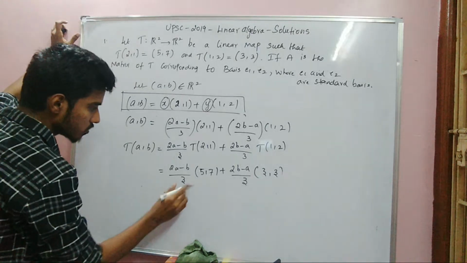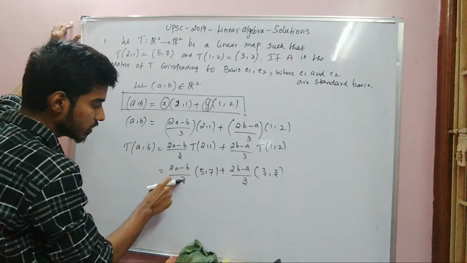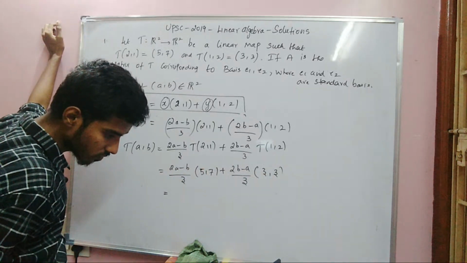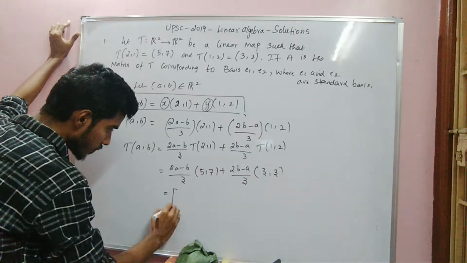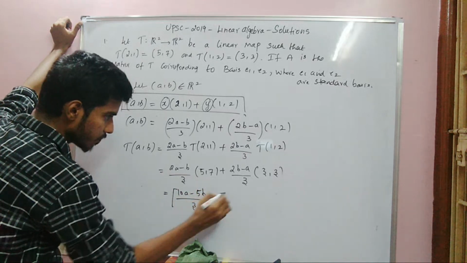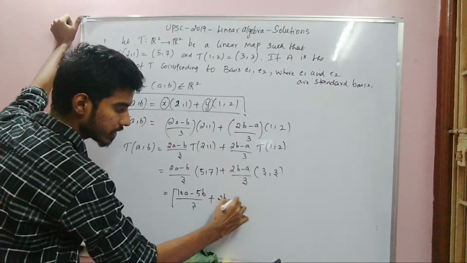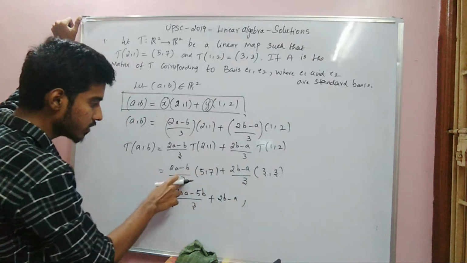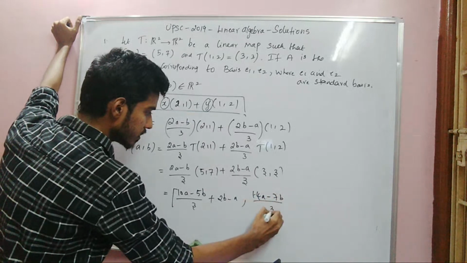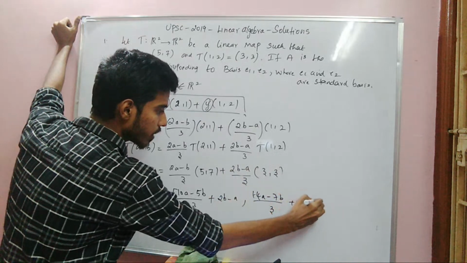If you simplify this, 5 into this plus 3 into this gives the first component, and 7 into this term plus 3 into this term gives the second component. So 5 into this will be (10a minus 5b) by 3 plus 3 into this component, where the 3 gets cancelled, so we have 2b minus a. The second component: 7 into this term is (14a minus 7b) divided by 3, and 3 into this term, again the 3 gets cancelled, so we have plus 2b minus a.